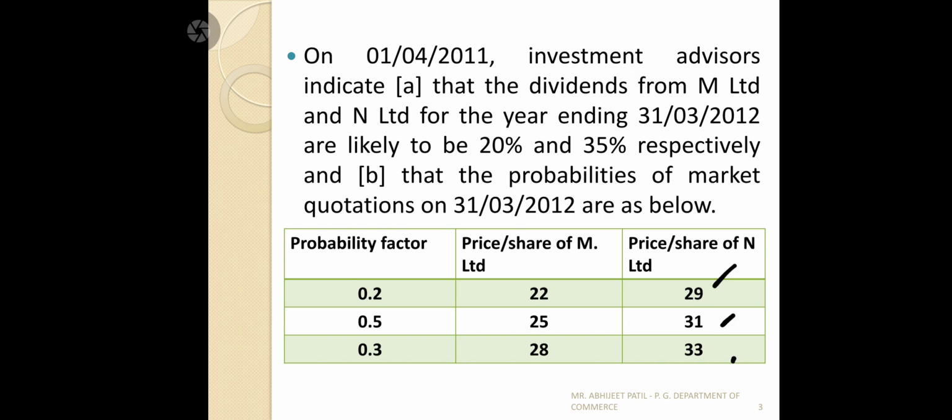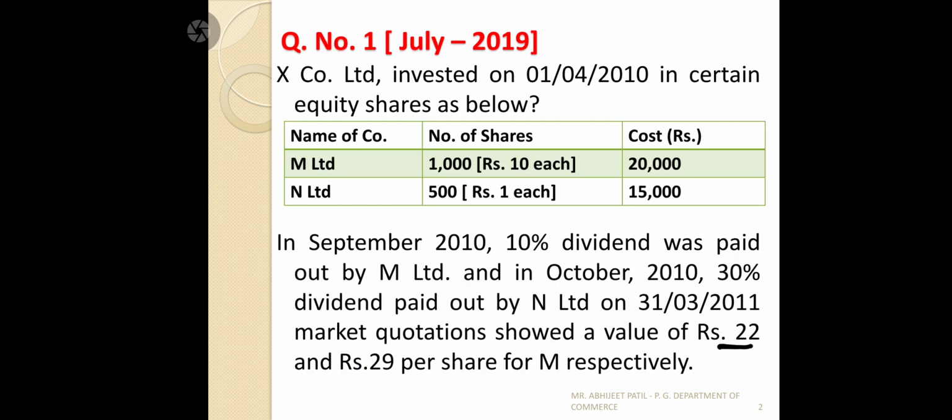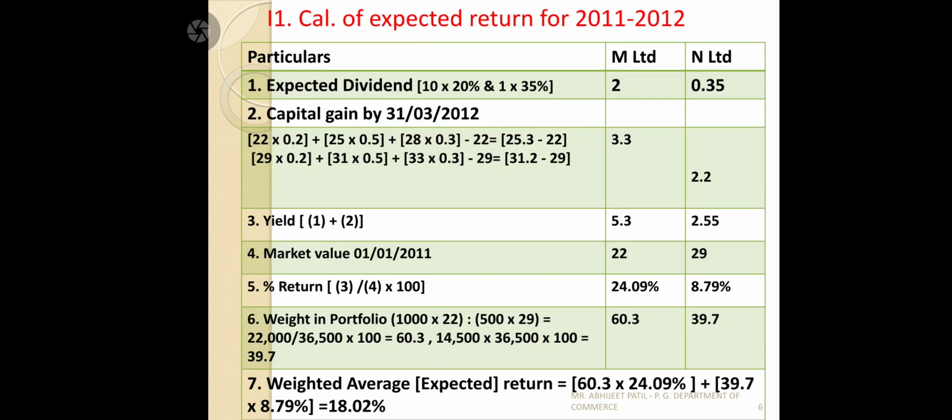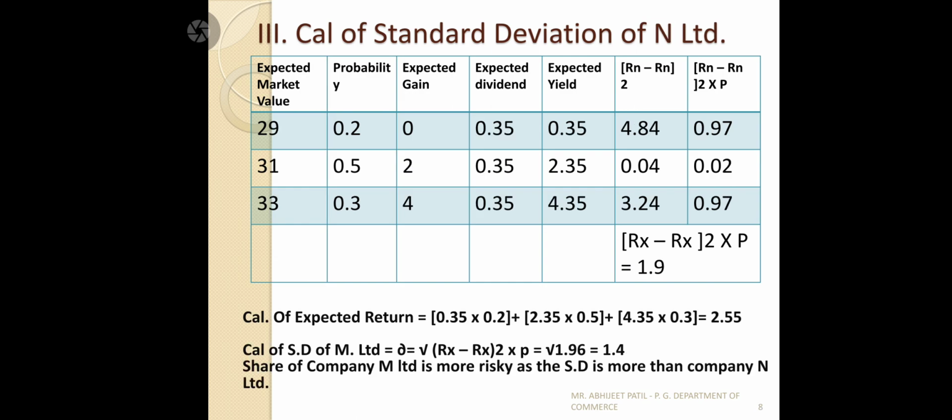The market price is already mentioned: 22 for M and 29 for N Limited. So we use that in the column: N Limited market value 29, so 29 minus 29 comes to 0, 31 minus 29 is 2, 33 minus 29 is 4. Probability as usual. Now the expected dividend is given as 35% of 1 rupee, so 0.35, 0.35, 0.35 for the expected market value changes.